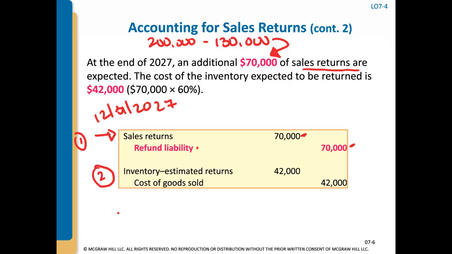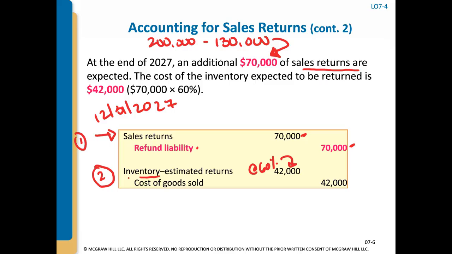Additionally, my second step is going to be accounting for my inventory. If I'm expecting $70,000 of returns, the cost of that is $42,000, because that's at 60%. So I want to increase my inventory by that $42,000 since I expect it to be returned, but I'm not going to book it to my actual inventory because this hasn't happened yet.